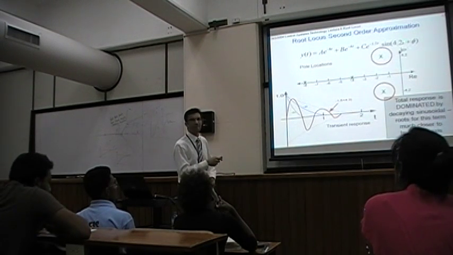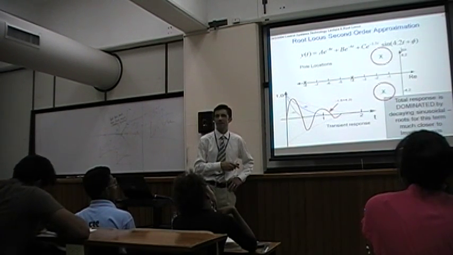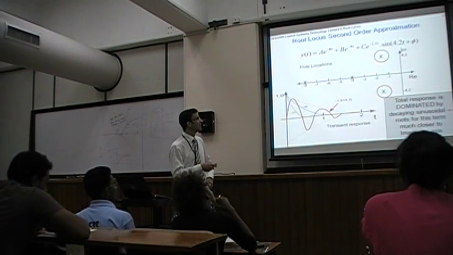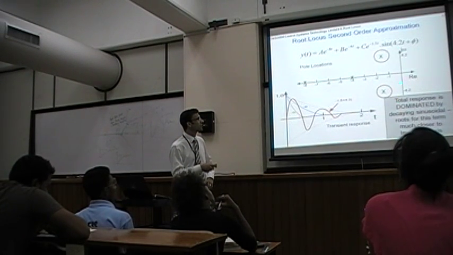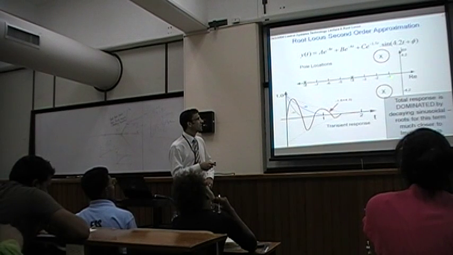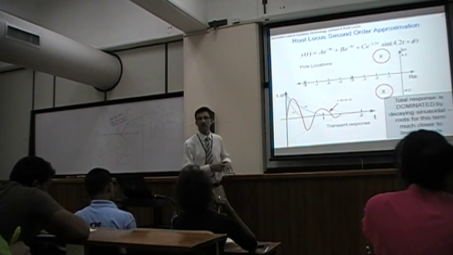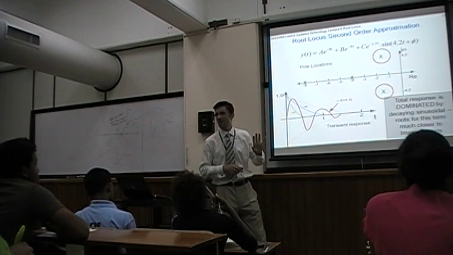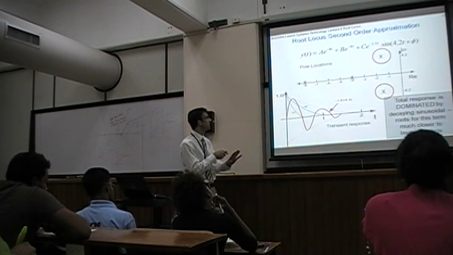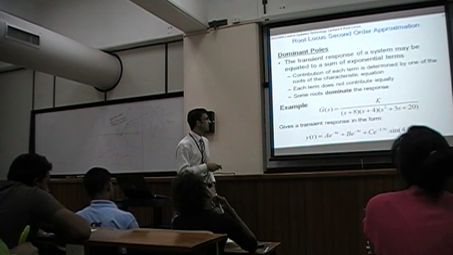So we can say the total response is dominated by the decaying sinusoidal; the roots of this term are much closer to the imaginary axis. That's the key issue there. It's the location of the roots in relation to this imaginary axis that's important. Right, so what we can say is if you've got roots that are closer to the imaginary axis in comparison to the other roots in the system, even though this system, what's the order of this system?